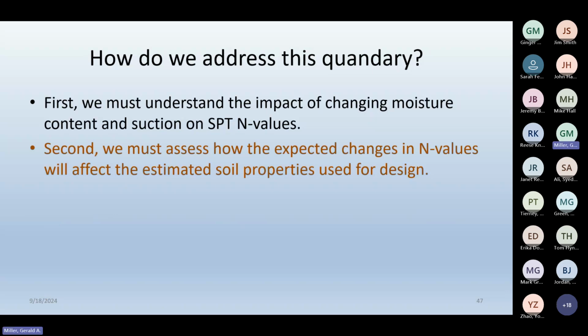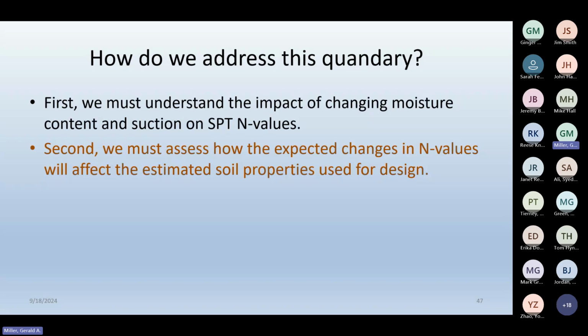Once we know the impact of moisture content on SPT, we can then do some what-if scenarios. You know, what if the site becomes completely saturated? Or what if the moisture content increases this much? How's that going to affect my N value? And then after that, how's it going to affect the estimated soil properties?